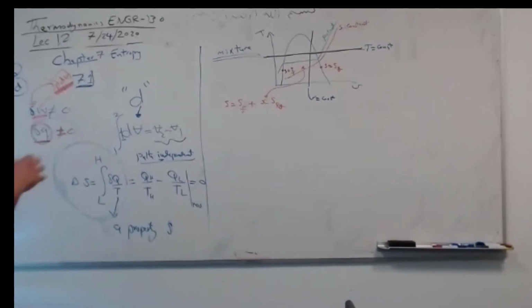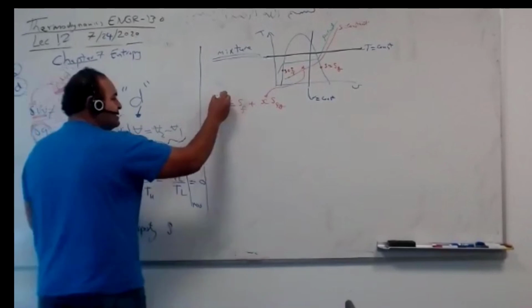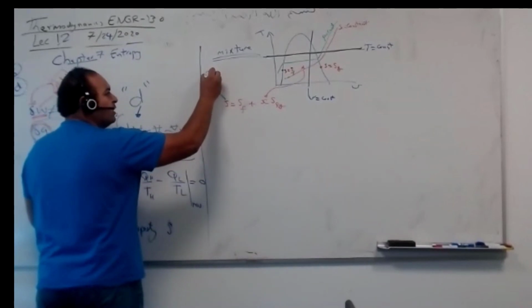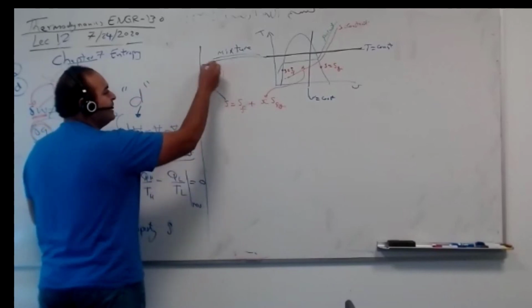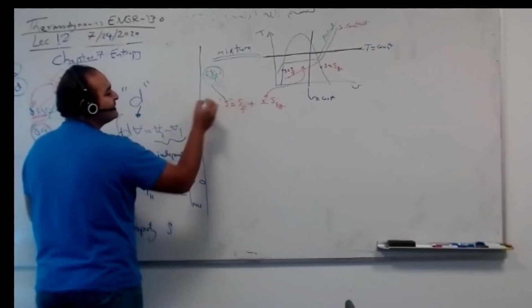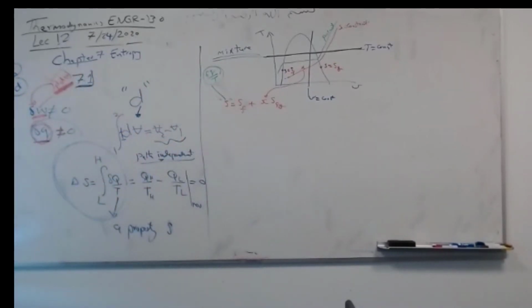But remember, S is dQ over T. Q itself is not a property, but Q over T is a property. We call it S, entropy. It's a measurement of randomness of a system.